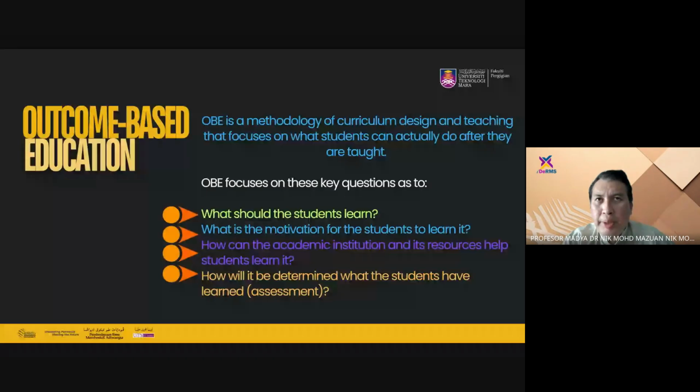So we will look at the PEO, PLO, CLO, and SLO, and how to measure them. This is actually the core business of OBE. All these four are the core business of OBE.